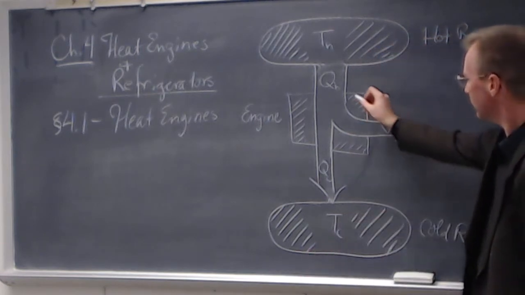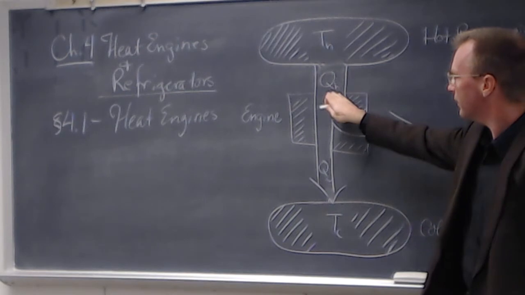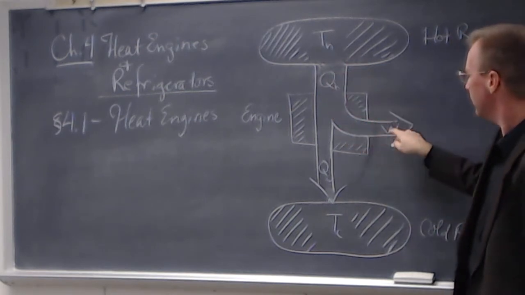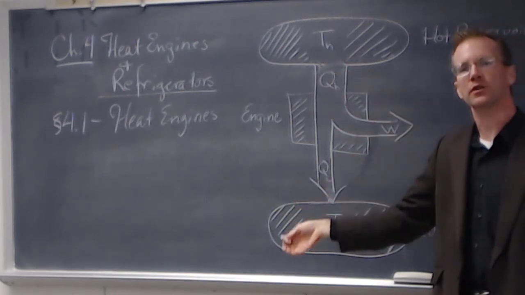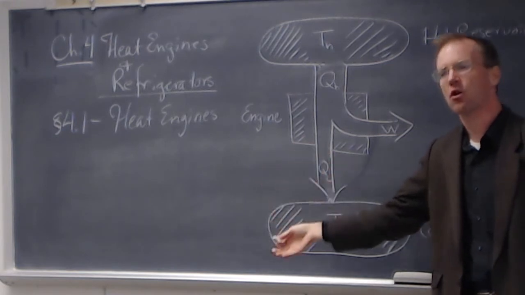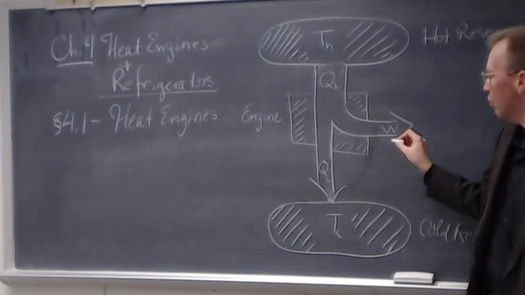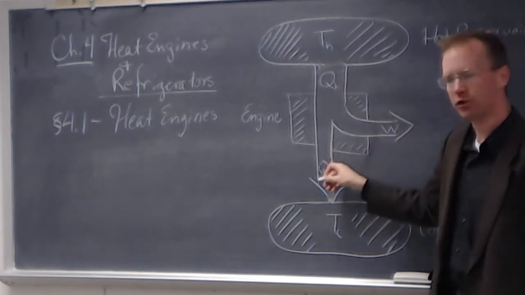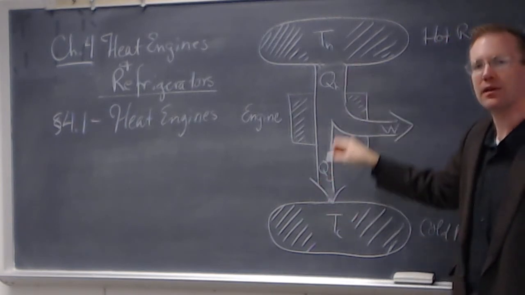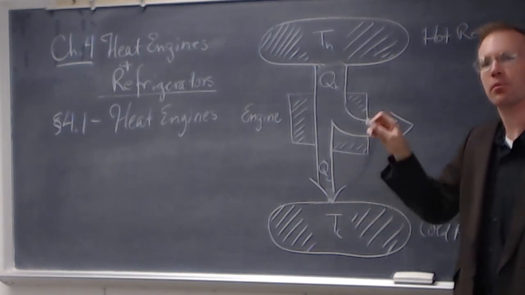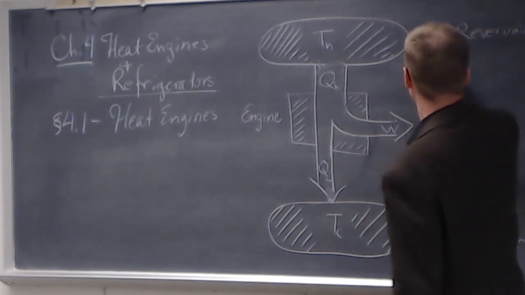So, to be more specific then, W represents the work done by the system, by the engine, on the outside world per cycle. The work per cycle. And QH and QC are the heat taken in and the heat dumped back out per cycle.